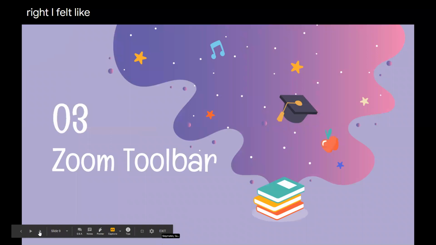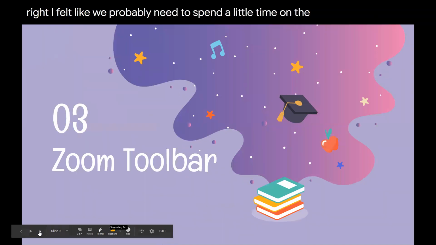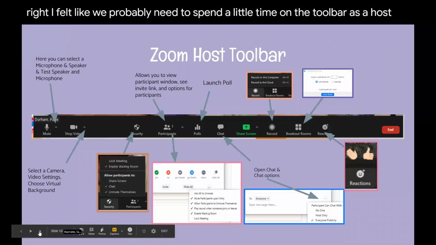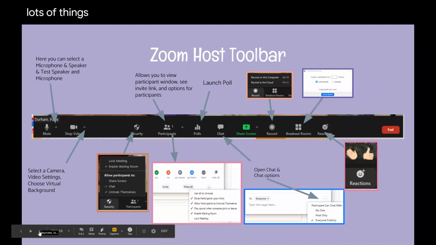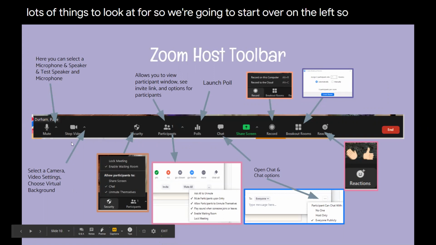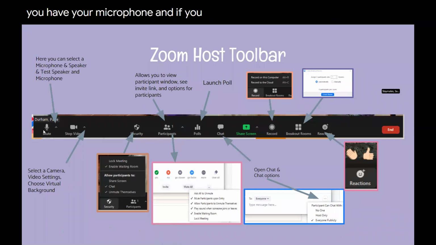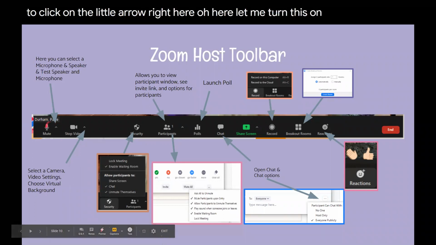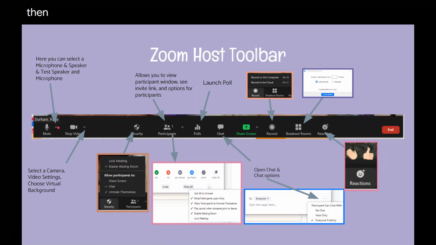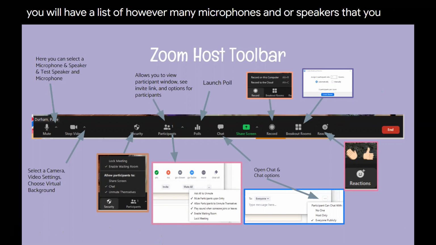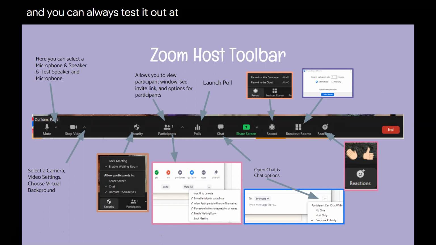I felt like we probably needed to spend a little time on the toolbar as a host. So lots of things to look at. We're gonna start over on the left. First of all, you have your microphone. And if you have multiple microphones, you are going to click on the little arrow right here. Let me turn this on. Then you will have a list of however many microphones and speakers that you have, and you can always test it out at any point.